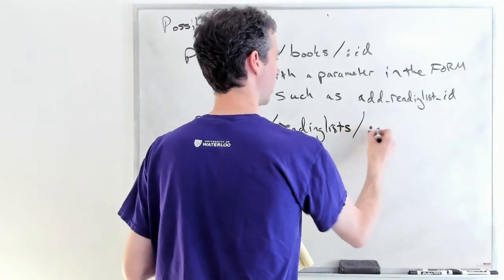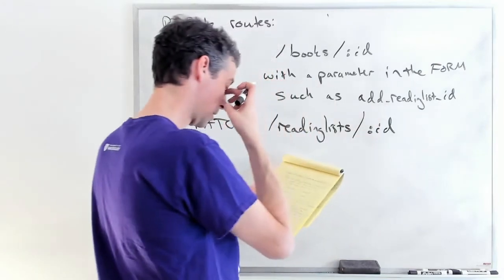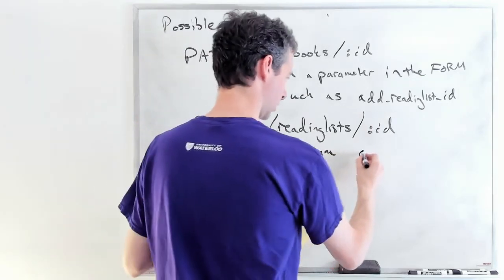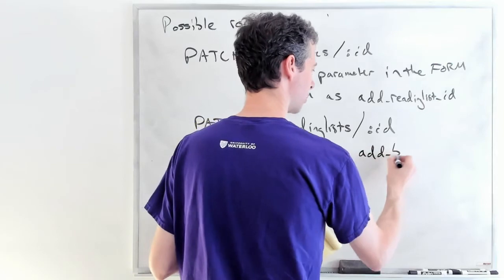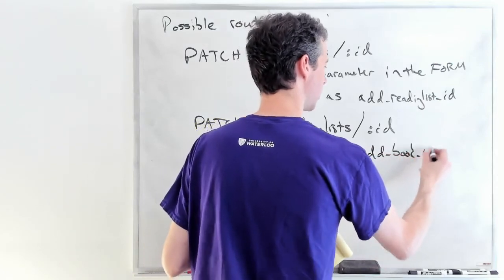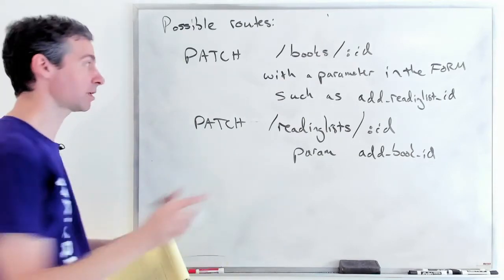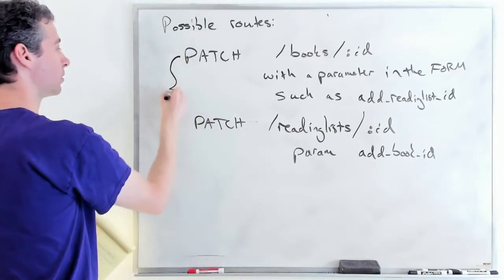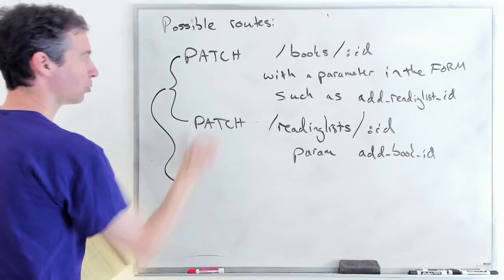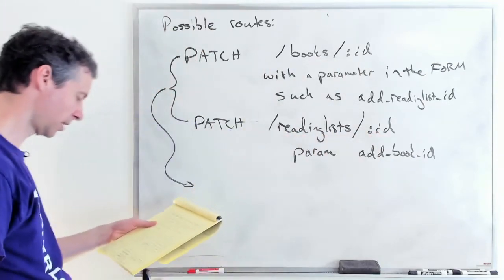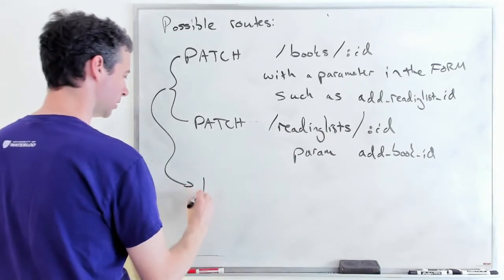And we've got some ID for the reading list, and we'd have some parameter, and we would post what is the book ID that we want to be adding to that reading list. Now, there's a downside to that. You may have thought about this already. So patch to books with an ID and patch to reading lists with an ID. These are the routes for editing.